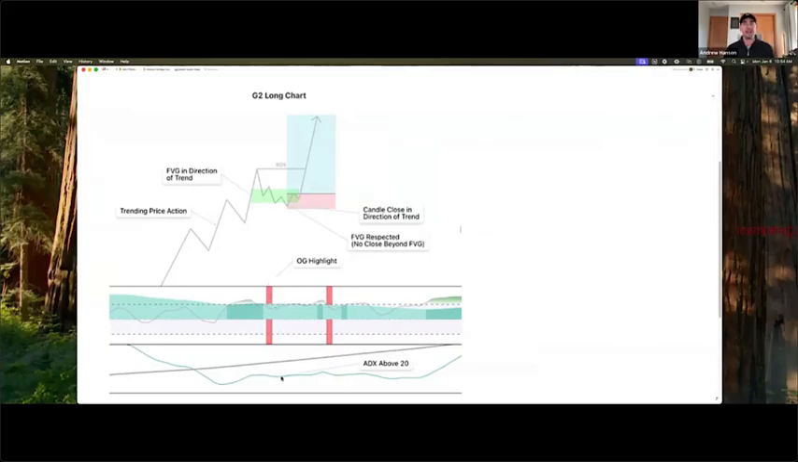With the OG highlight and with ADX above, I know with Smog we talk about 25. 25 is good. Also, you could do above 20 if this is happening the way we want it, according to the data that we found. So this is it. This is what we're looking for, right?